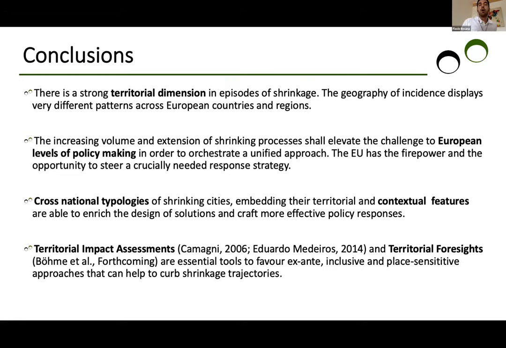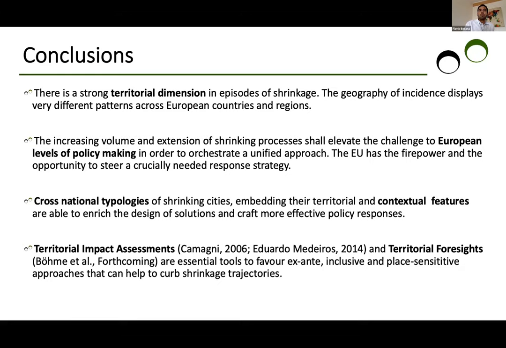So maybe moving towards some conclusions. Apart from the magnitude of the phenomenon and its future relevance, we can say there is a strong territorial dimension in episodes of shrinkage, as the geography of incidents displays very different patterns across Europe. So with countries that experienced this since the beginning in 1991, on the period of observation, with a more spread manifestation in the country. Some countries have very localized episodes of shrinkage. Some countries started these processes later in the years. There are different geographical patterns to this shrinkage problem.